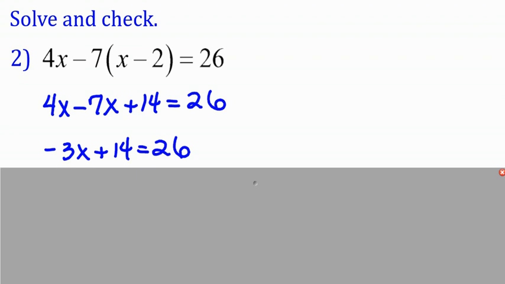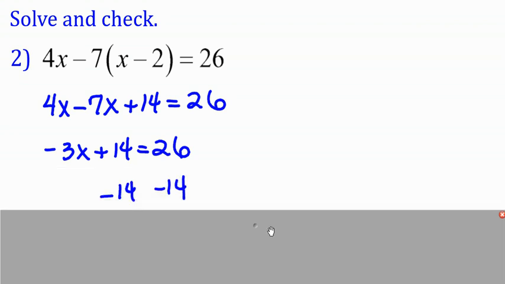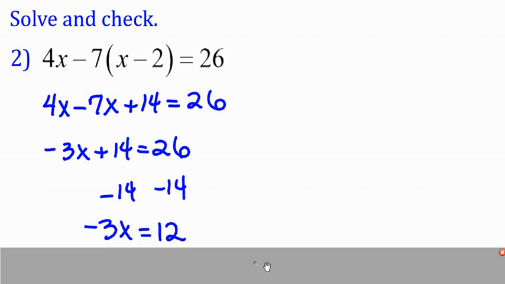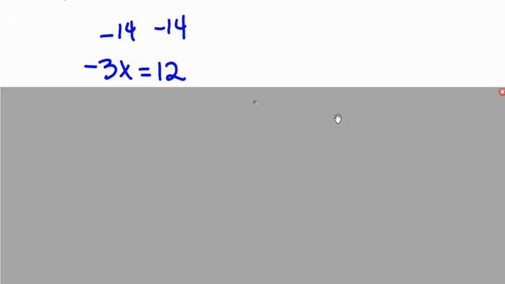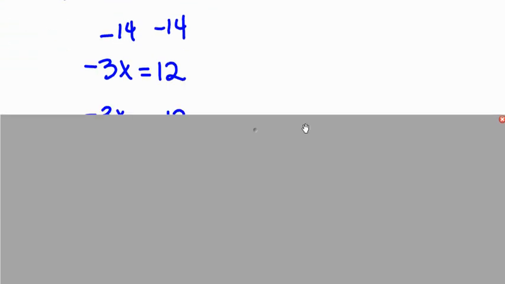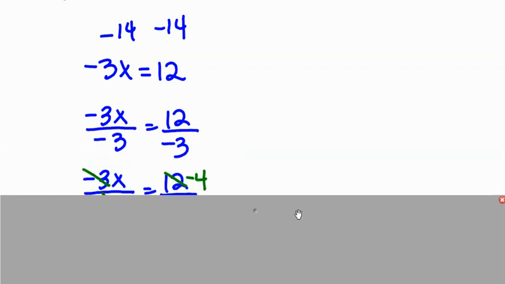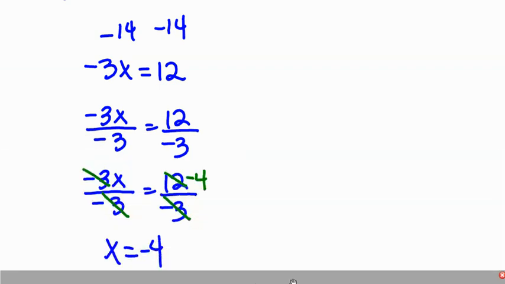Now, in order to solve, we have to get x alone. So we're going to undo this addition by subtraction. Subtracting 14 from each side of the equation brings us to negative 3x equals 12. To undo the multiplication of negative 3, we're going to divide by negative 3 on each side. And we know a negative divided by a negative is a positive. And a positive divided by a negative is a negative. So we have x equals negative 4.